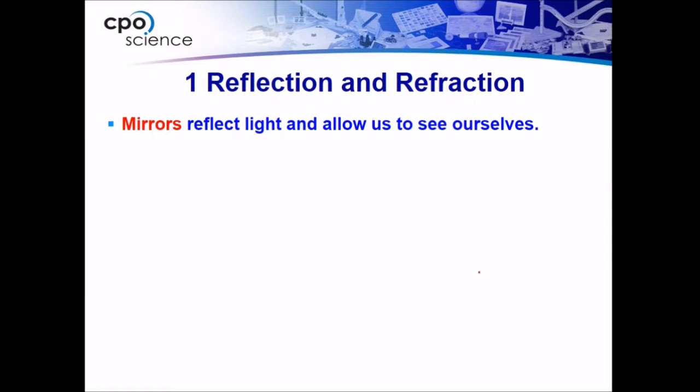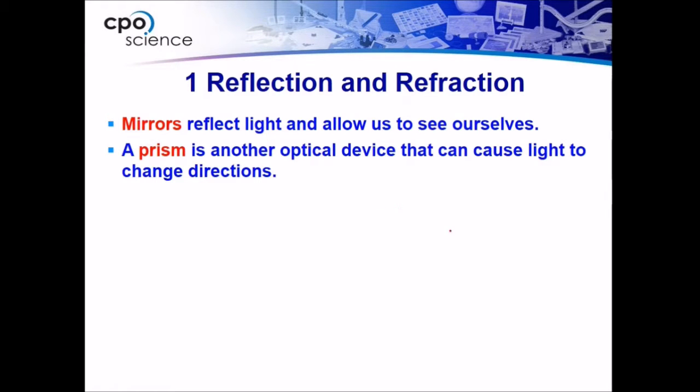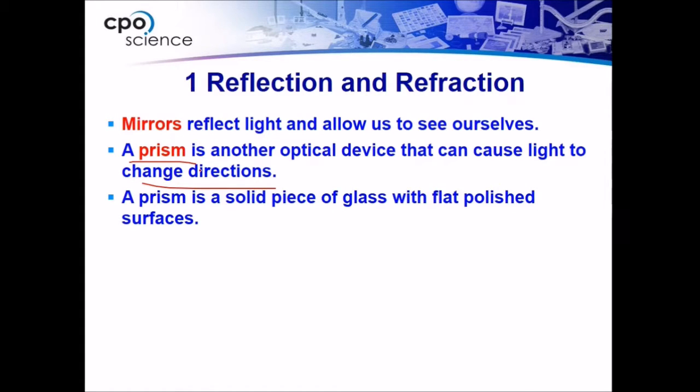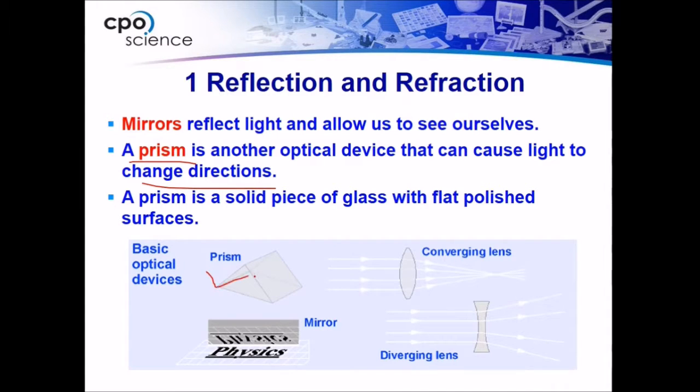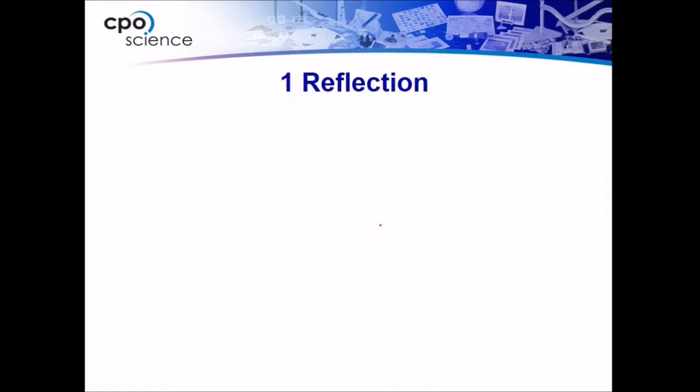Now, mirrors reflect light and allow us to see ourselves. As I just mentioned, a prism is another optical device that can cause light to change directions. A prism is a solid piece of glass with flat polished surfaces. Right? This is a prism. These are the basic optical devices. We have a converging lens, we have a diverging lens. See, the rays are converging, the rays are diverging. This is a mirror and this is a prism.